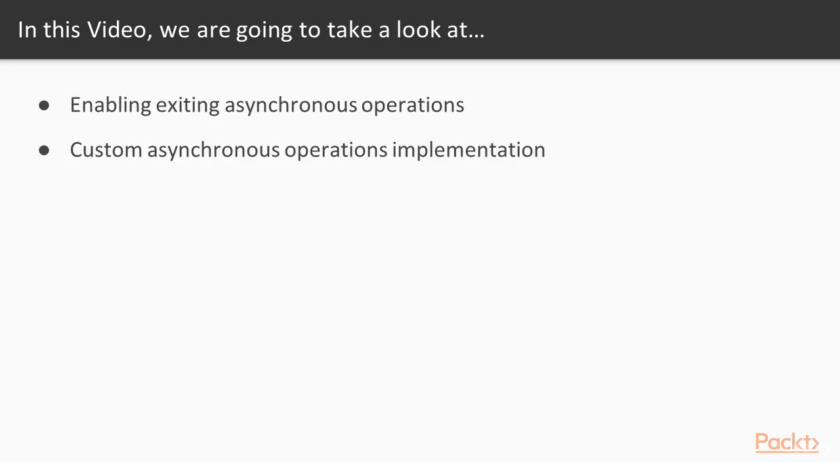In this video, we'll take a look at existing asynchronous operations that can be enabled for Magento 2 Community Edition. Also, we'll take a look at how to create a custom asynchronous operation for extended functionality. First, let's go to the Magento 2 admin panel.